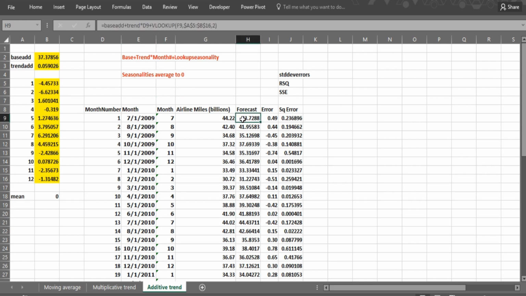So what would be the forecast equation? Well, the key is this formula. We start with the base level for the additive model, plus the trend per month times the number of months in the future. And then we look up the seasonality. It's a VLOOKUP true based on the 1 through 12 in this range. And that's our forecast. We find our error, actual minus predicted. We take our squared error. We want to minimize the sum of squared errors.